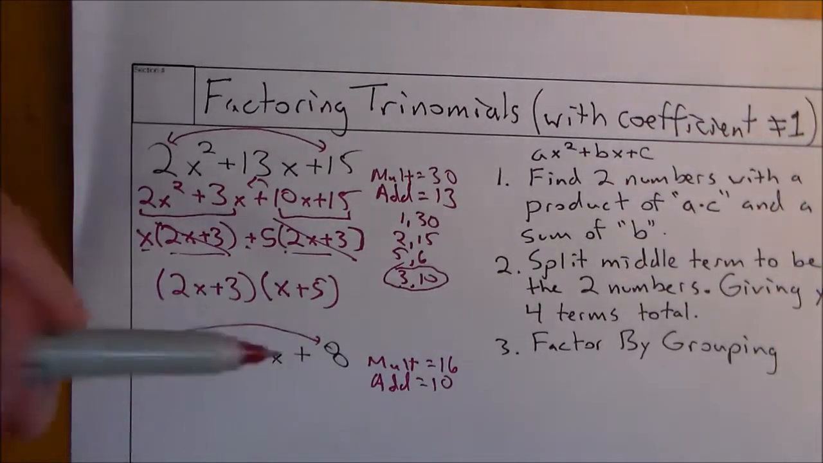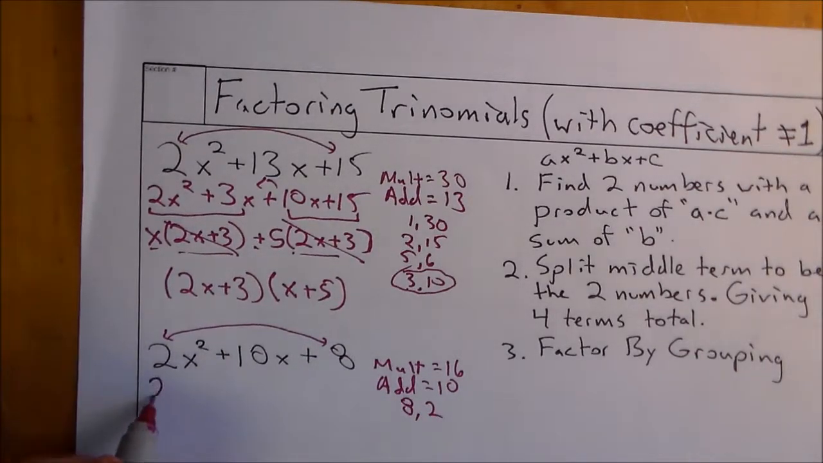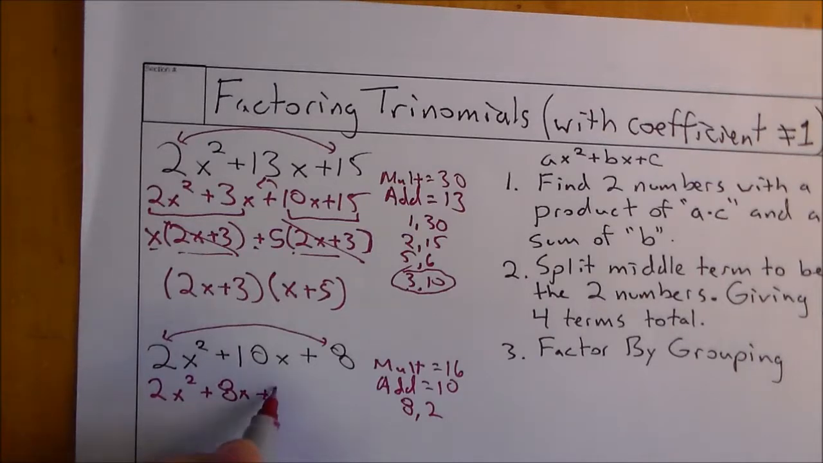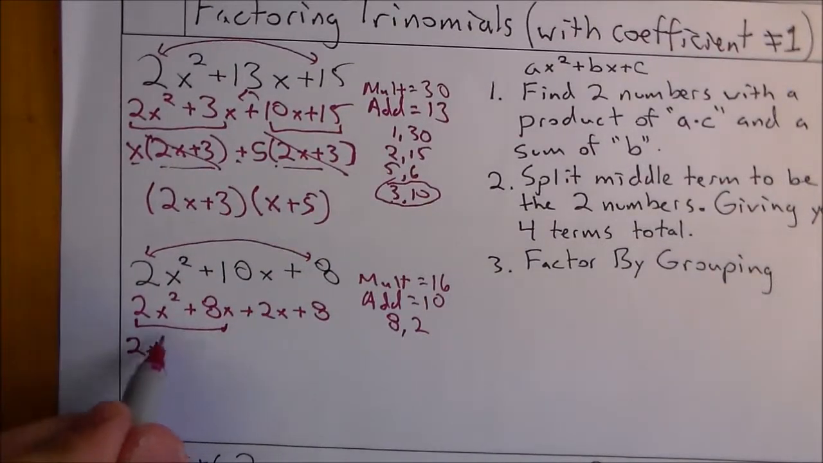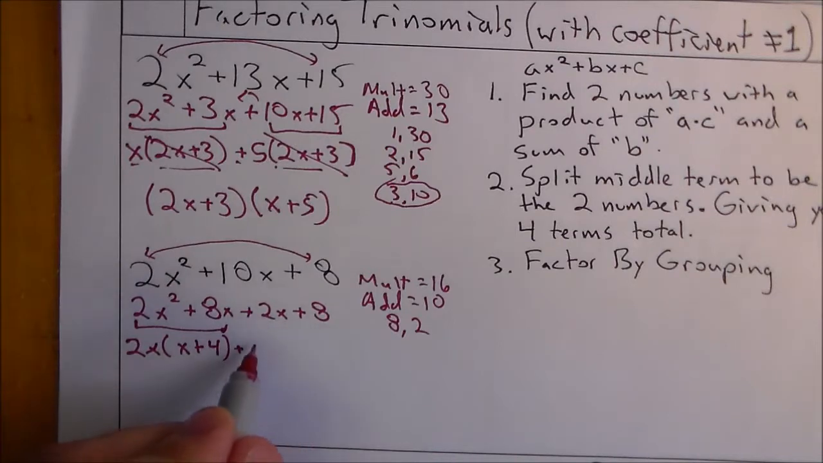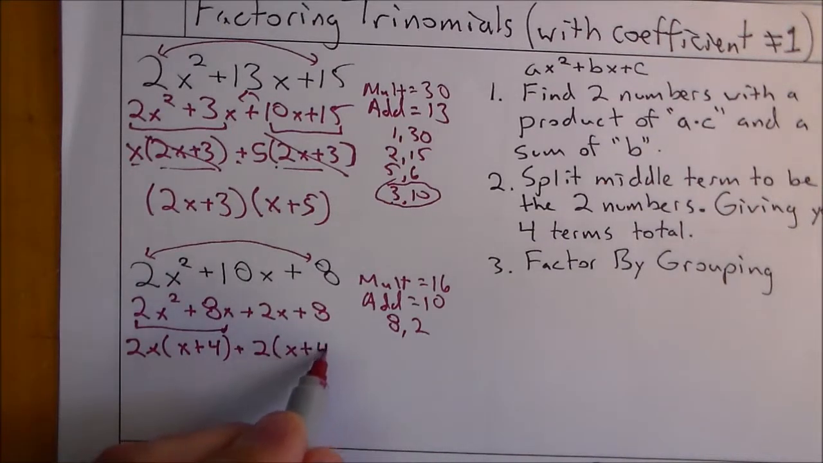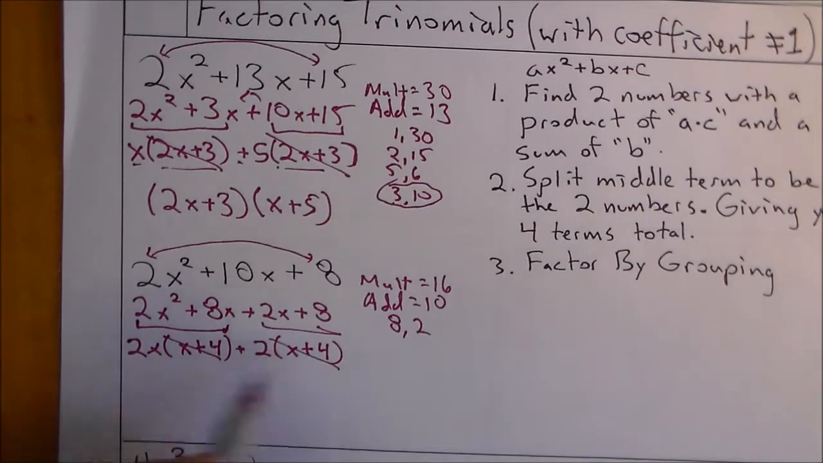So what are we going to do here? Let's do 8 and 2. So let's go 2x squared plus 8x plus 2x plus 8. If I factor from the first two, 2x comes out, I'm left with x plus 4. Factor out a 2 from here, and I'm left with x plus 4. Now, x plus 4 matches. That factors out, and I'm left with 2x plus 2.